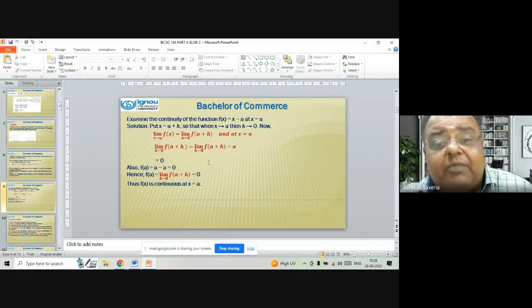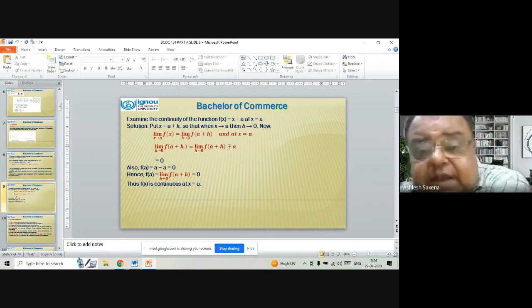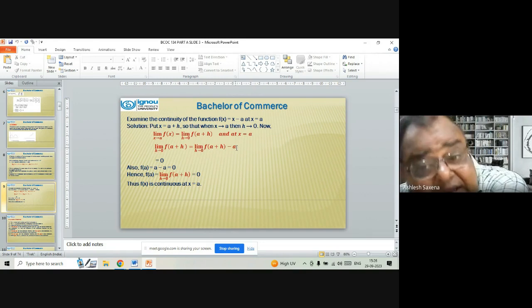Correct? Now, if h tends to 0, and a plus h, limit h tends to 0 of a plus h minus a, that means what is happening?